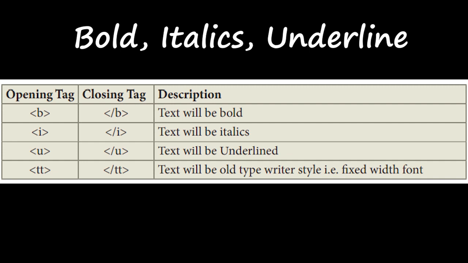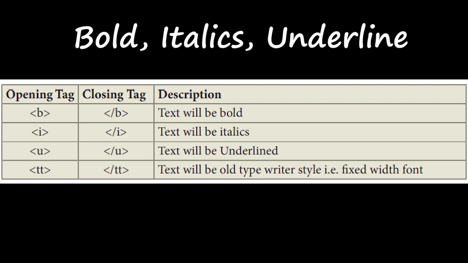And TT, that is for text in old typewriter style. It is a fixed width font, right? If you need that, you can just give the tag TT and the closing tag for that is slash TT, right? These bold, italics, underline, these are all container tags. Container tag we have seen in the last session. Container tags will have opening tag and closing tag, right? We will have the closing tag for the bold tag, italics tag and underline tag. These tags are also known as physical style tags.